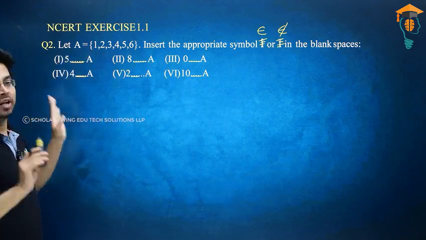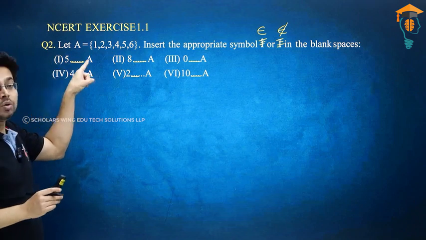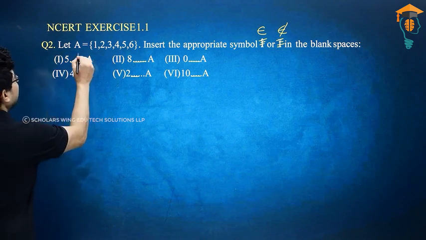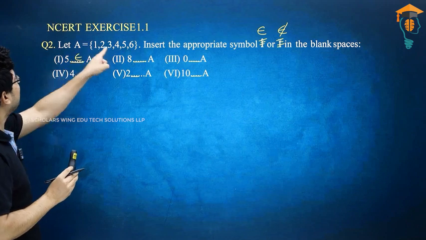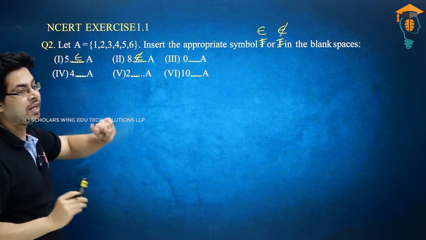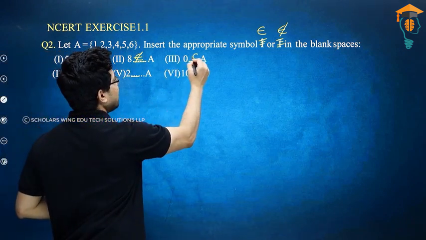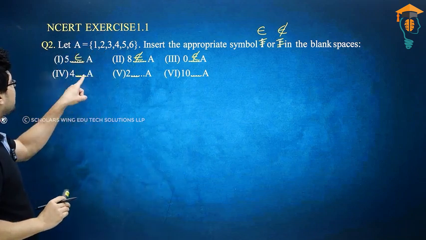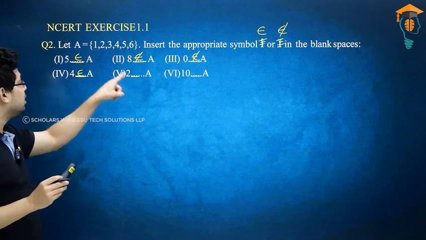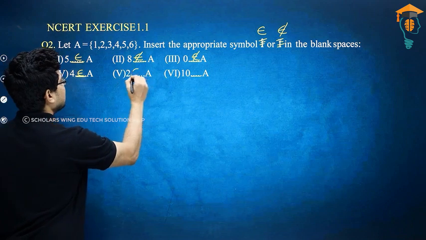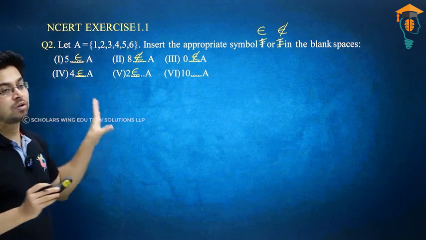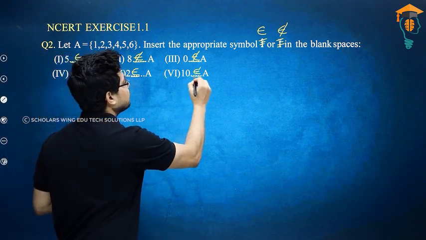So here we have this set A, all right? Does 5 belong to set A or not? 5 belongs to set A, so I will give this sign. 8 doesn't belong to this set, so I will write doesn't belong to. 0 belongs to set A? No, sir. 0 doesn't belong to set A, so again this sign. 4 belongs to set A? Yes, sir, so this sign. 2 belongs to set A or not? Yes, sir, so this sign. 10 belongs to set A or not? No, 10 doesn't belong to set A. So which sign? This one.